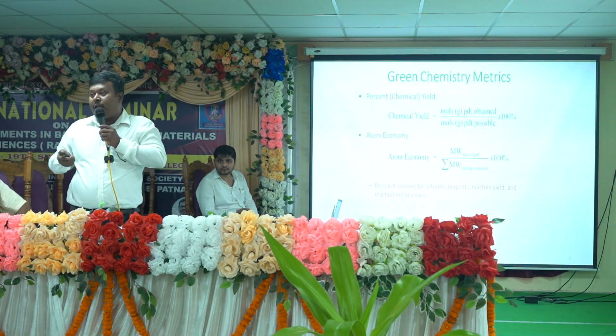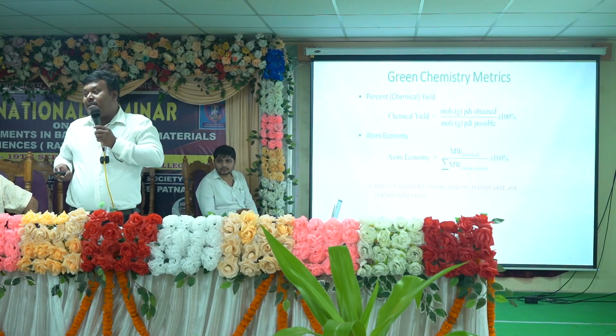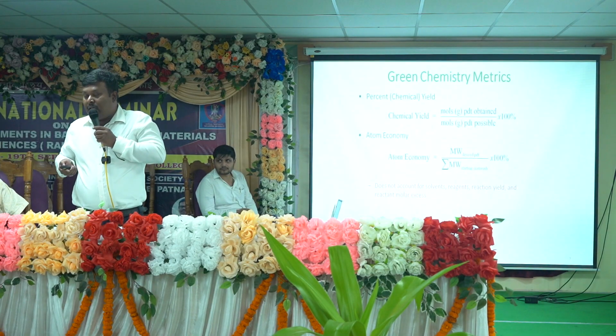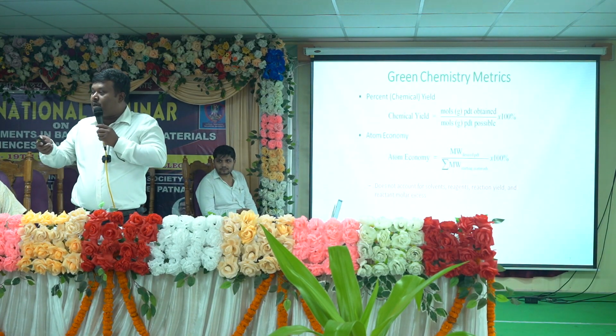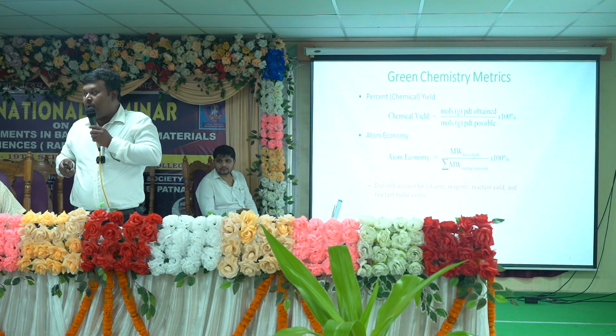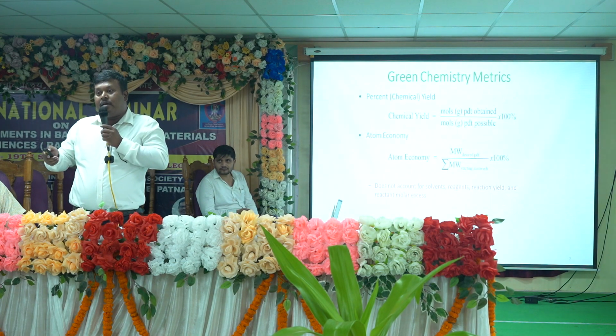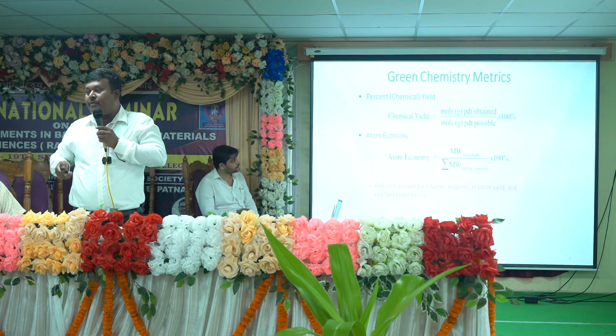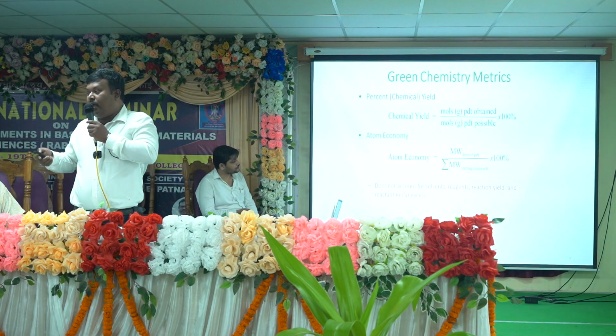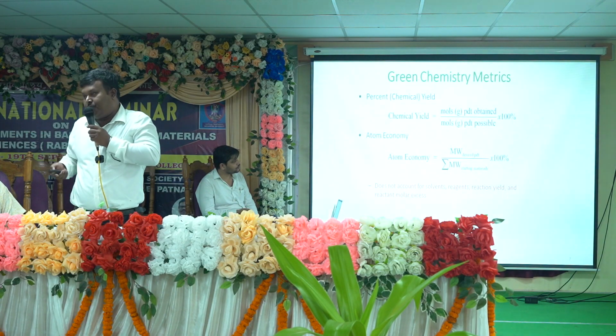Whenever we think about a chemical process, we try to know what yield is obtained. That means if theoretically a reaction goes 100%, we are supposed to get 100% of the product. But in my process, whether I am getting 100%, 30% or whatever percent, based on the percent yield, we can judge how successful a reaction is.